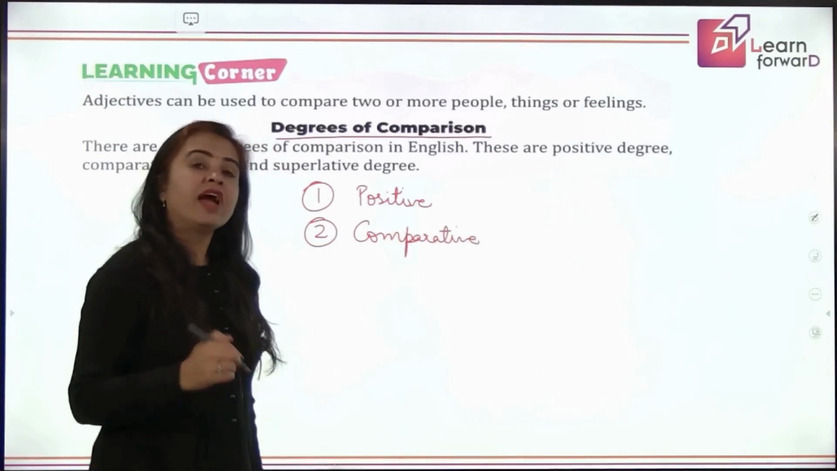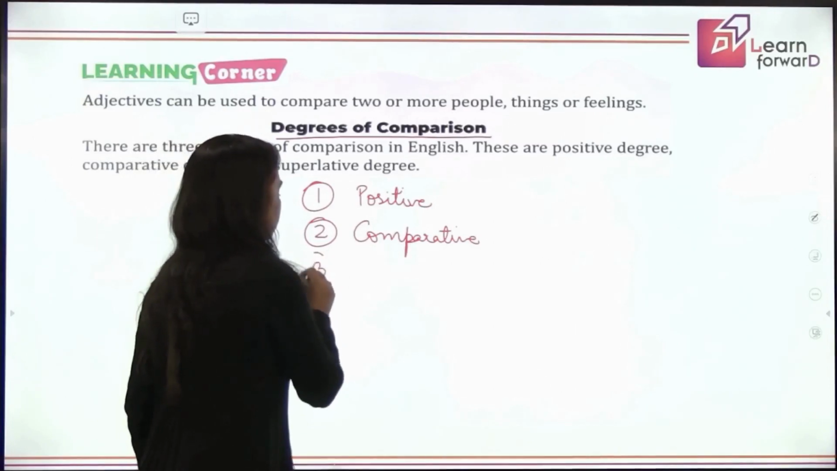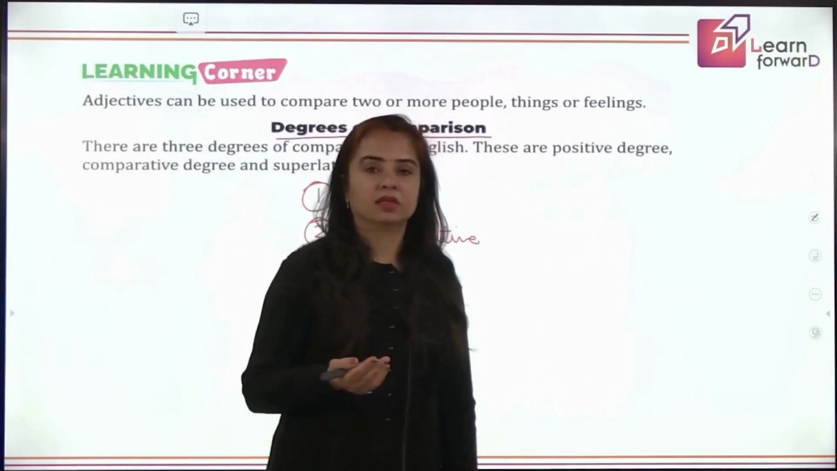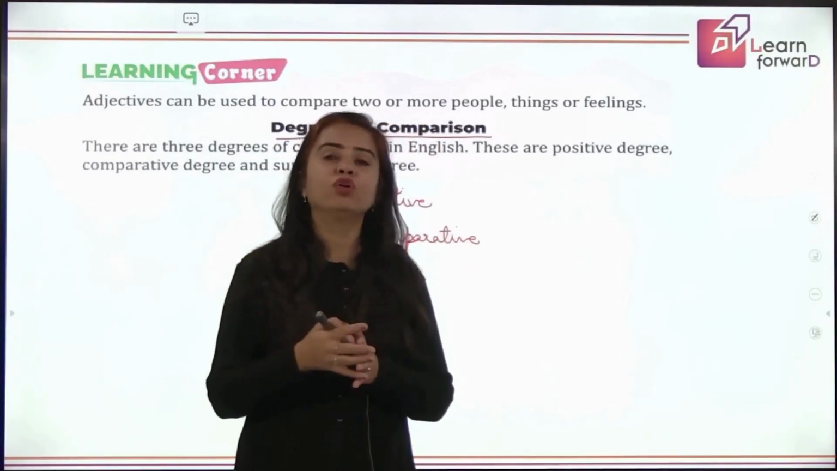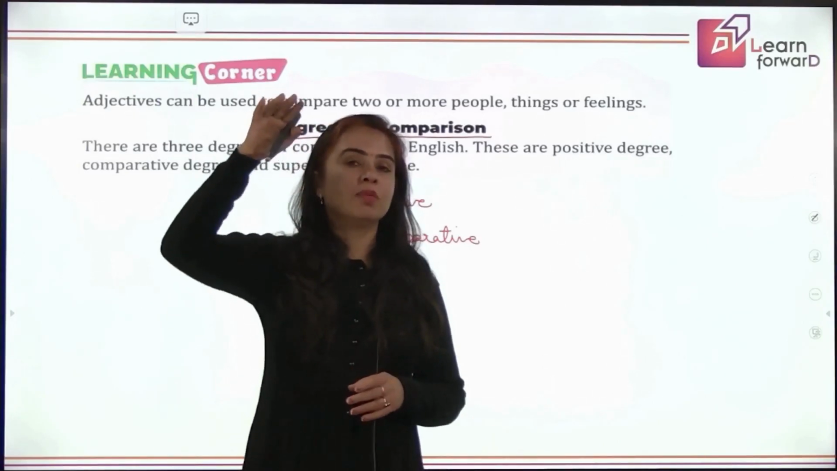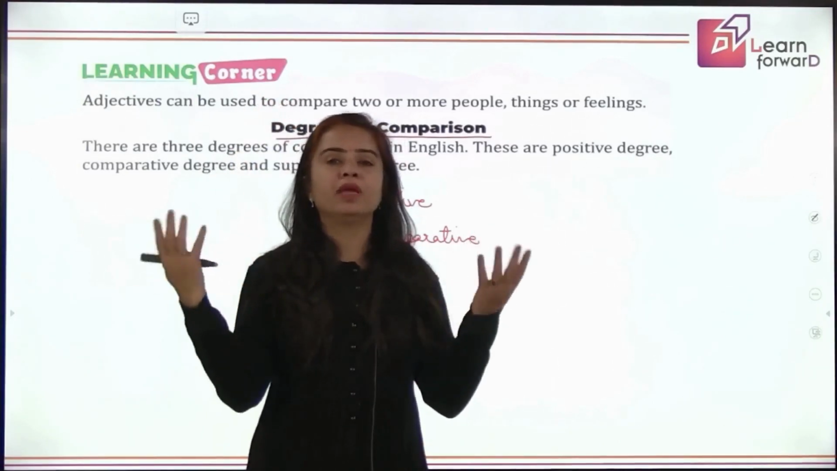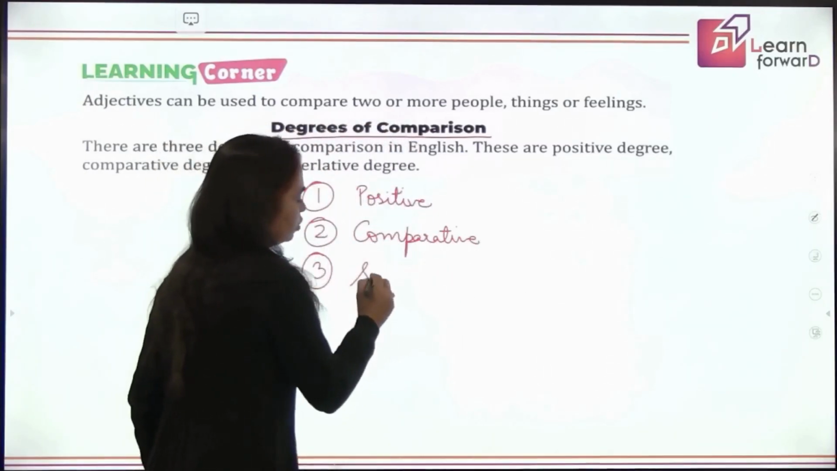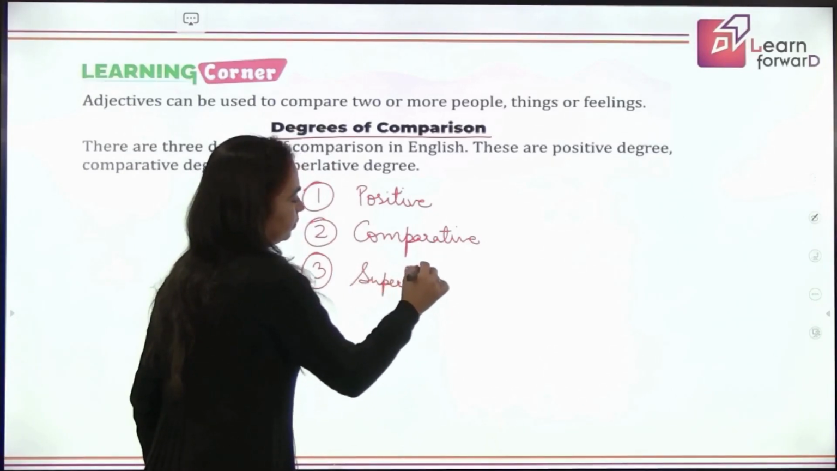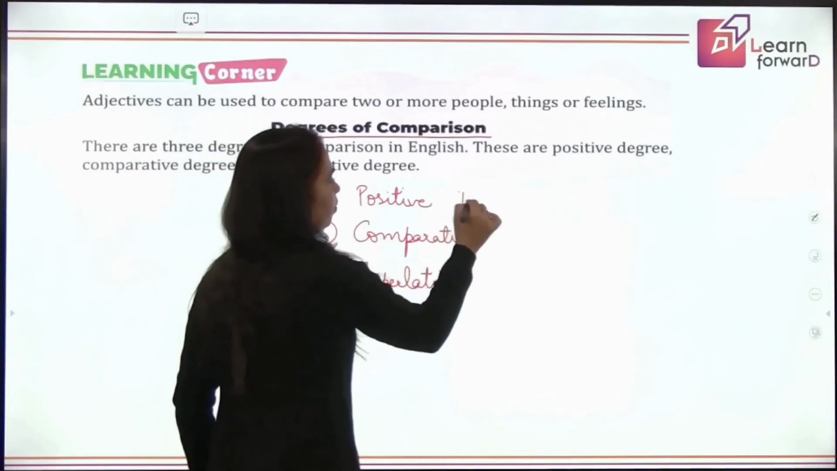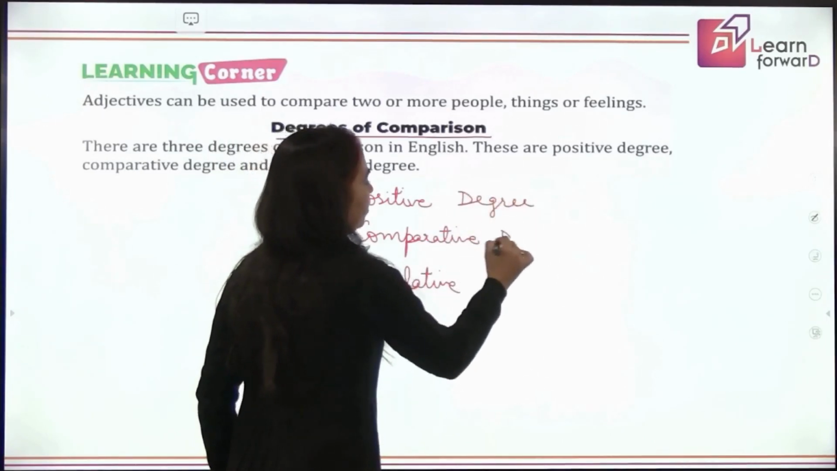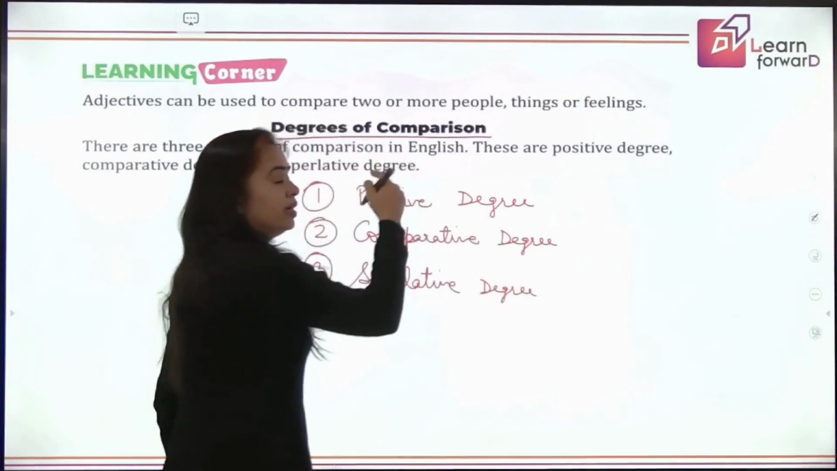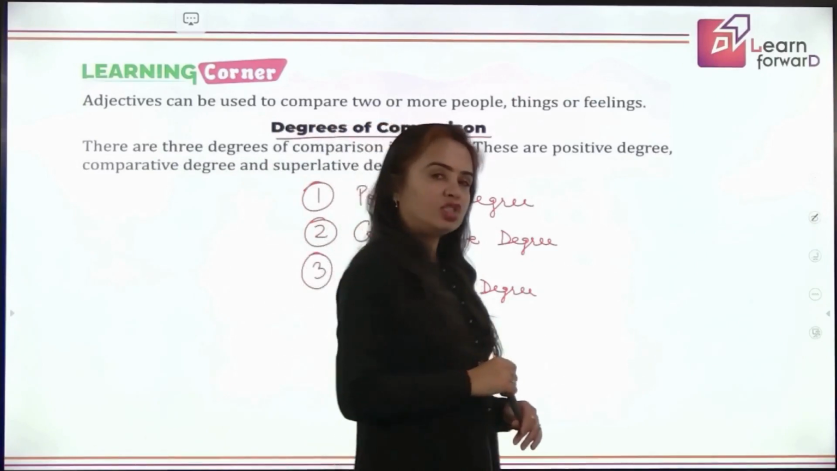And if we have more than 2, that is 3 or more, then we say who is the tallest student in the class. That means you are so many and I want to find out the student with the maximum height. That will be the tallest. So I am making a comparison among more than 2. So this is called the superlative degree. Positive degree, comparative degree, and superlative degree. These are the 3 degrees of comparison of adjectives, right?